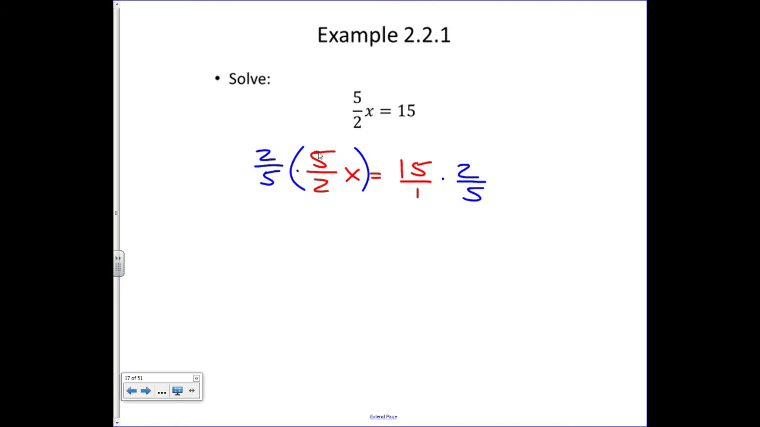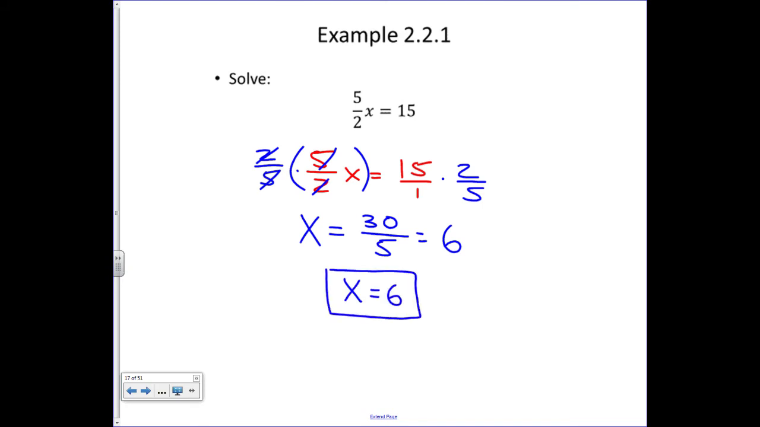2 times 5 is 10, 5 times 2 is 10, and so we get 10 over 10, all of these just cancel out, and we're left with just x. Remember that multiplying by the reciprocal will give you 1. That's the point here. So now on the right-hand side, we got 15 times 2, which is 30, and 1 times 5, which is 5, and 30 divided by 5 is just 6. And so we get x equals 6.